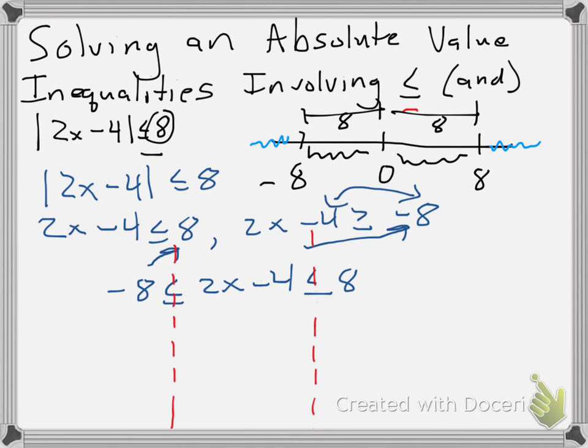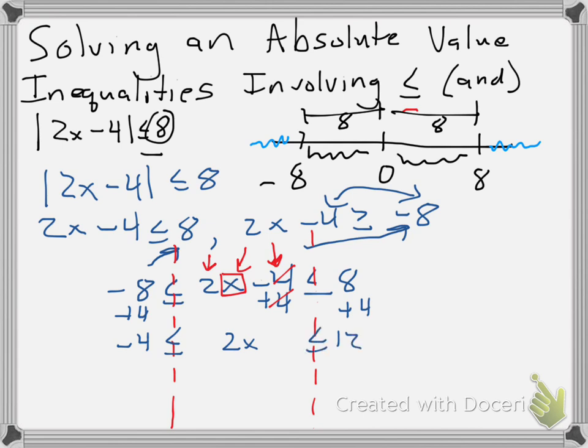We still have to get rid of everything that's bugging our old man, which we call our variable, because the old man likes to be by himself and doesn't want anything bugging him. So we have to get rid of this pesky 4 and this pesky 2. To do that, we do the opposite operations, so we're going to add 4 to all sides. Negative 8 plus 4 is negative 4. It would still be less than or equal to. Negative 4 plus 4 is 0, so we're left with our 2x in the middle, and we get less than or equal to 12 here.